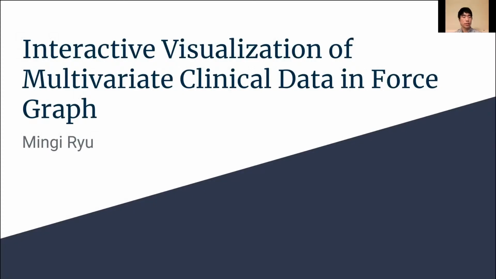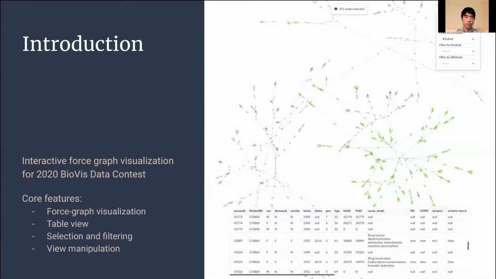Welcome, everyone. My name is Mingi Ryu, and I'm going to present the interactive visualization of multivariate clinical data in force graph. The visualization application consists of four core features: the visualization itself, a table view, the selection and filtering based on the dropdowns, and view manipulation based on the buttons, which enables things like toggling between different link visualizations, pausing and resuming animation, and selecting visible nodes and zooming based on visible nodes.